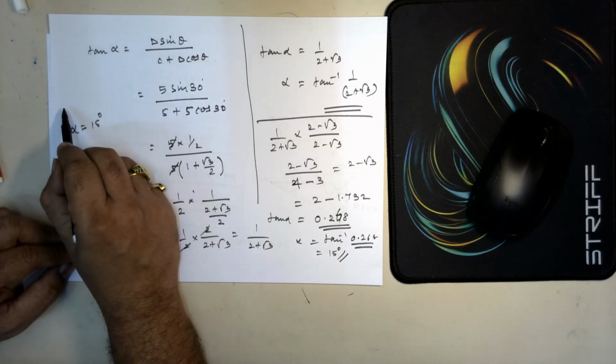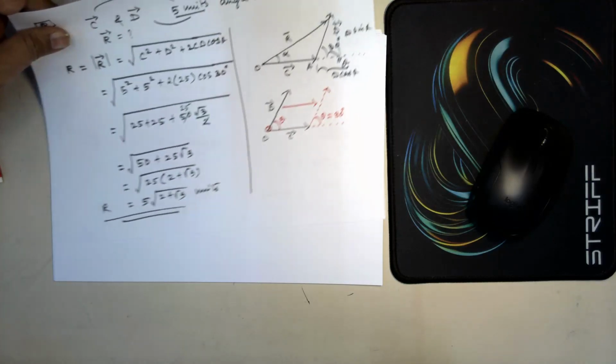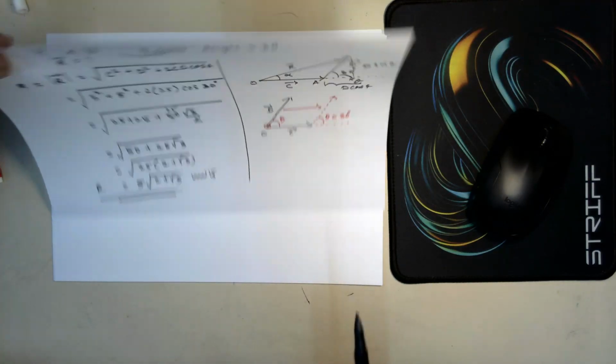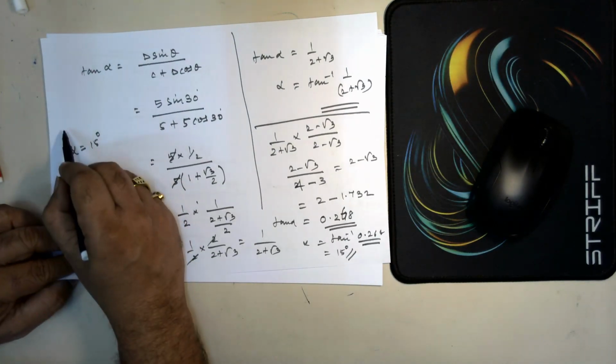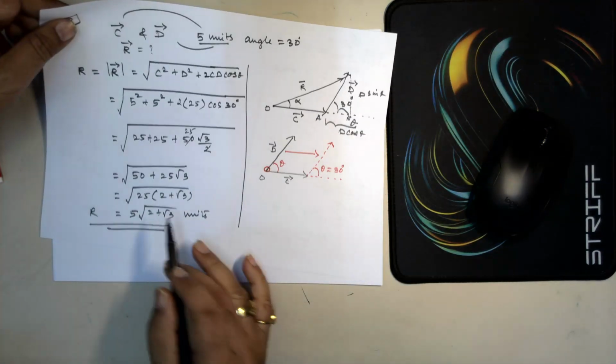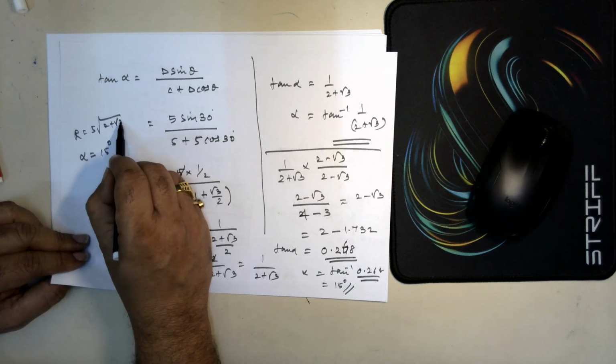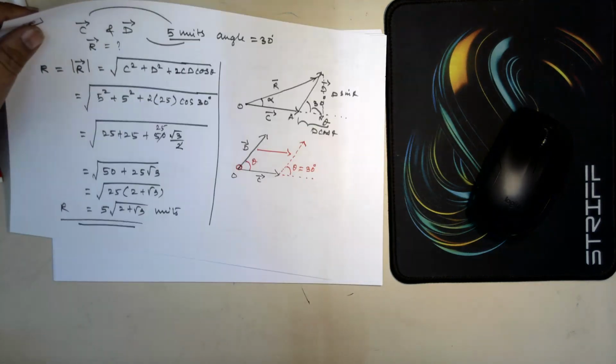And what is the magnitude? The magnitude is what we have found out. How much? R is 5 into square root of 2 plus root 3 units. That's all. Okay.